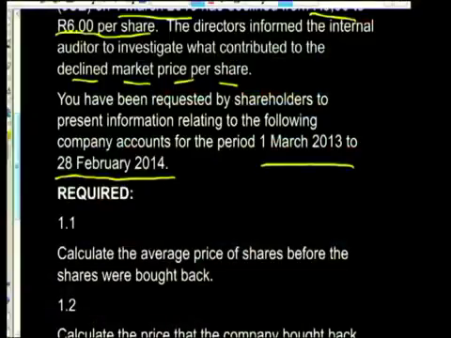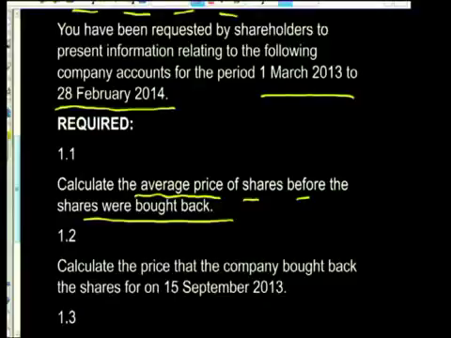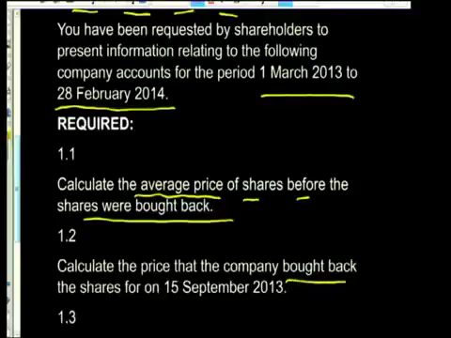Calculate the average price of the shares before the shares were bought back. Okay? This means that we have to look for information telling us how shares were sold, right? Then, taking that information, we then have to calculate the average price. They also want you to calculate the price that the company bought back the shares for on the 15th of September 2013. In other words, you've got to look at two things. 1, calculate the average price and the price that the company bought back the shares.